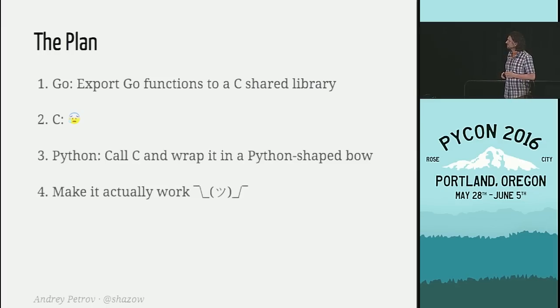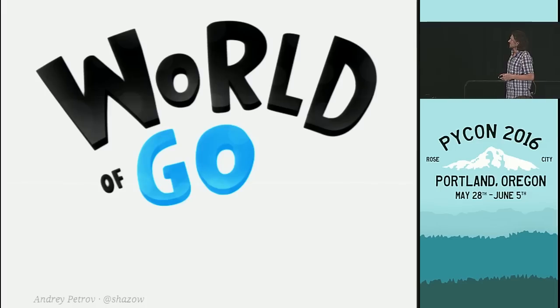So here's how we do it. We're going to export some functions from Go into a C shared library. And then we're going to write some C that we're going to be pretty sad about. And then we're going to call C from Python. And then we're going to wrap it in a Python type class that is going to make it look more or less native so we can hide the fact that we're calling C underneath. And then we're going to do a bunch more stuff to actually make it work properly. And we're going to start from the Go side of things.